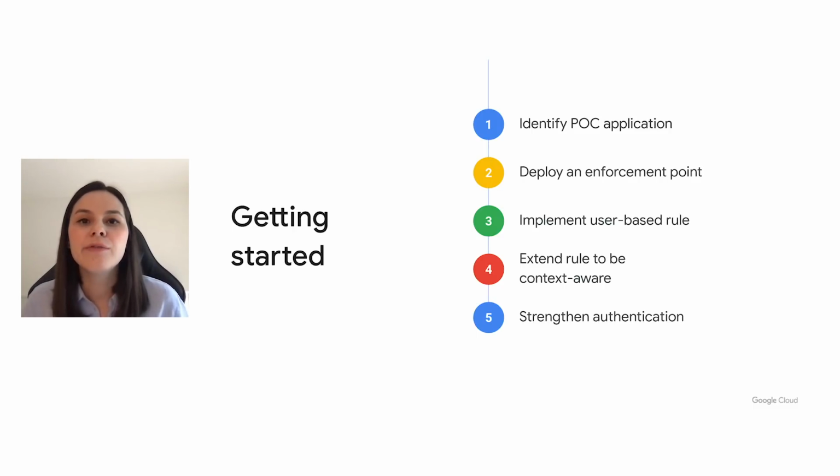Secondly, configure an enforcement point, which can be a proxy, in order to route traffic to this internal application. Then you can take this application and implement user-based rules. You can start with a user or a group-based access rule. For example, the group composed of the admins has access to dashboard.company.com. You can then extend this rule to be context-aware. You can feed information from your mobile device management, or MDM, or other device agents into user session information.